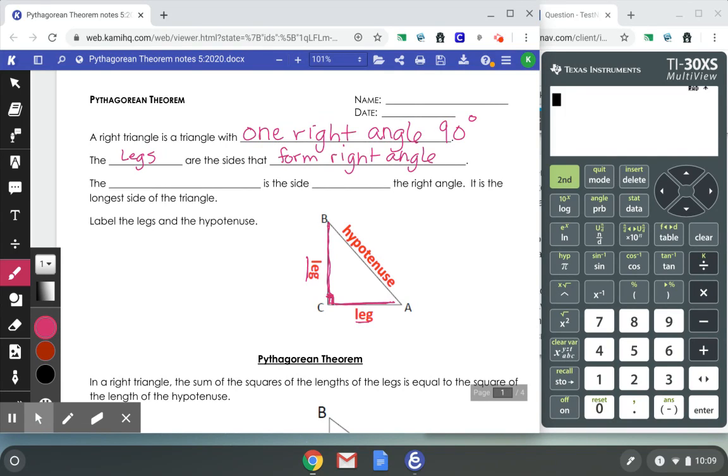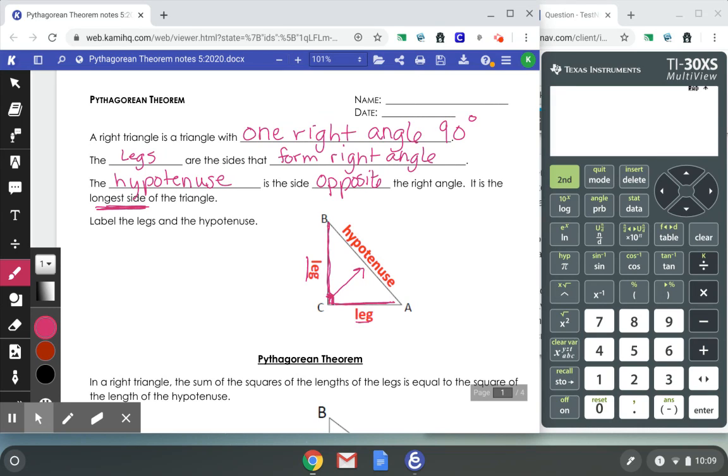The third side of the triangle is the hypotenuse. And the hypotenuse is going to be the side that's across or opposite the right angle. Okay, the hypotenuse also is the longest side of the triangle.